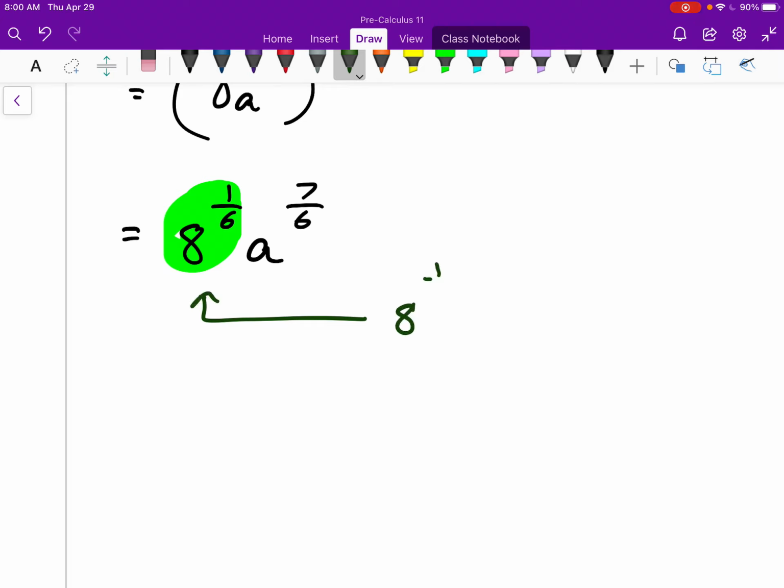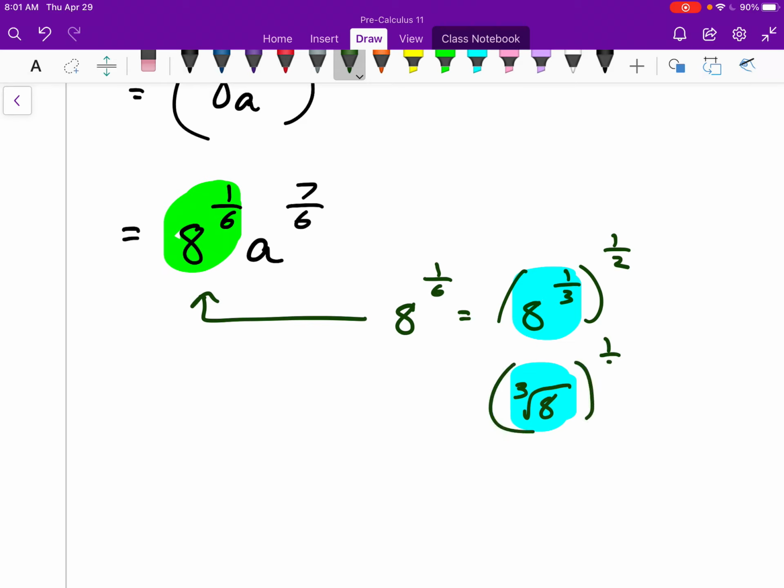If I take 8 to the 1/6, just notice that's the same as 8 to the 1/3, all to the power of 1/2. I'm kind of breaking up 1/6 into two separate powers. And again, maybe it's more obvious if you look this way. I have two powers raised to each other. You multiply them, 1/3 times 1/2 is 1/6. So I did that. But why did I do that? Because 8 to the 1/3 is the same as the cube root of 8, which is a very pleasant number. It's 2. And so this equals 2 to the 1/2.